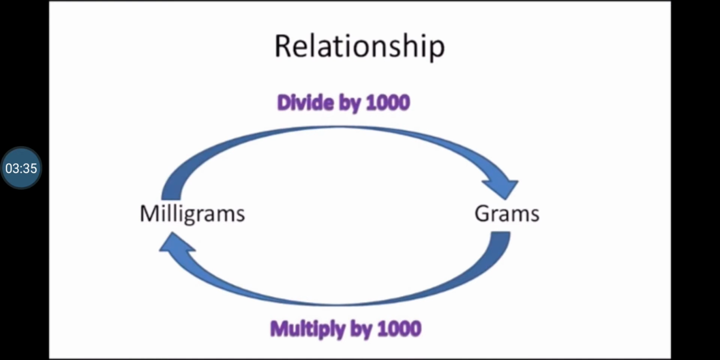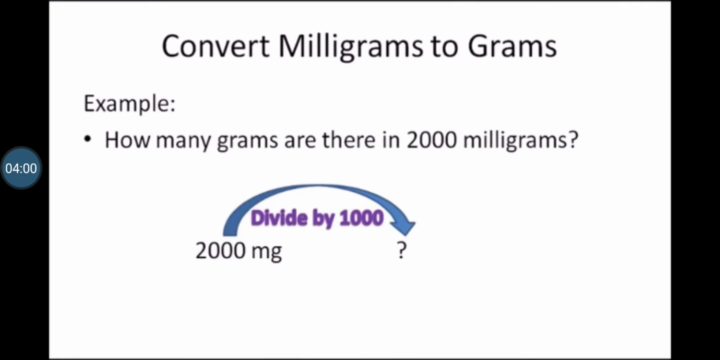As in this class, we are studying about the milligrams and grams. So this is the relationship between these two units. When we convert the milligrams into grams, we have to divide by 1000. And if we need to convert the grams into milligrams, then we have to multiply by 1000, because gram is the bigger unit and milligram is the smaller unit.